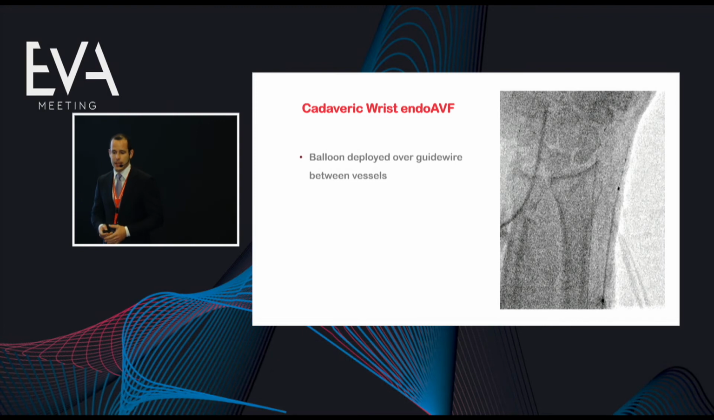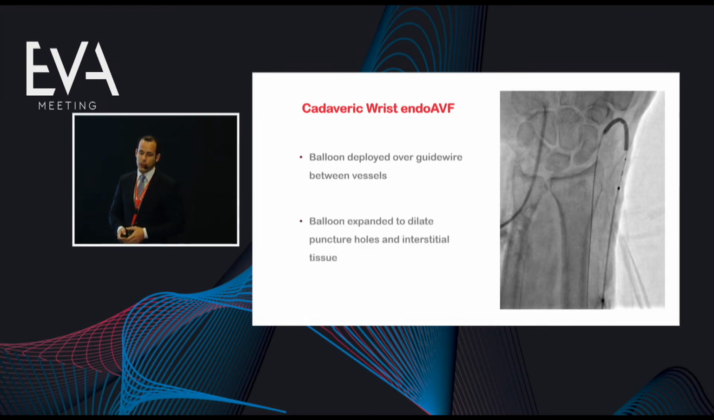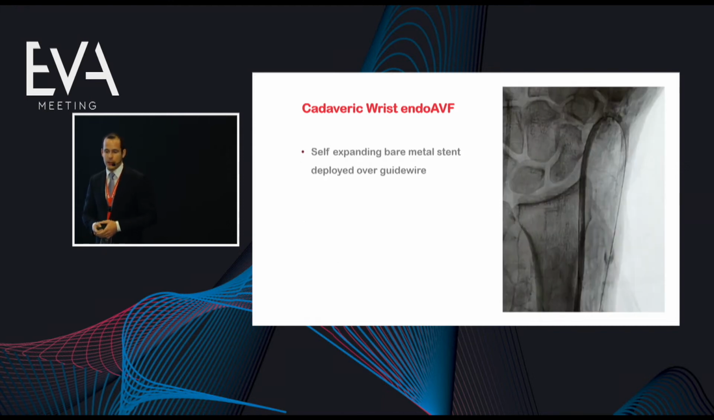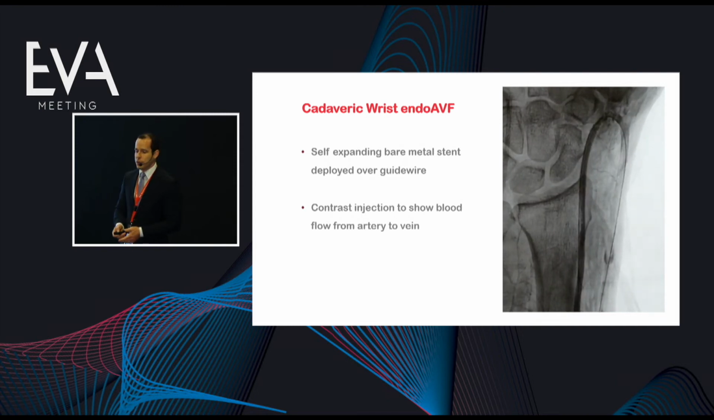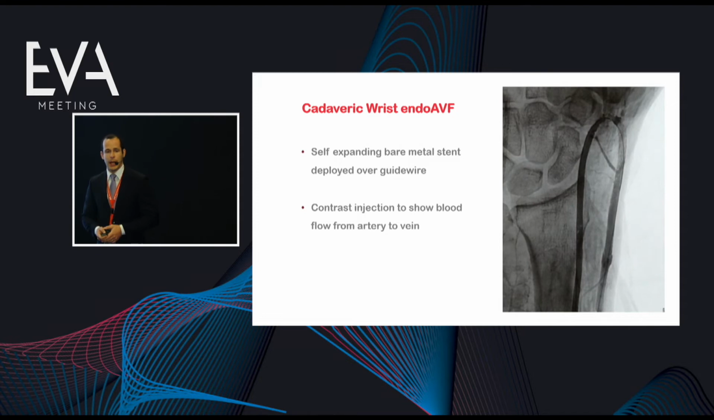in order to access the vessel through, and then you deploy the balloon at the level of the guide wire between vessels, and the balloon is expanded in order to create a proper channel between the two vessels. You can see here that after we perform the angioplasty, we deploy the small bare metal stent, and we injected contrast. You can see that the fistula between artery and vein is created.